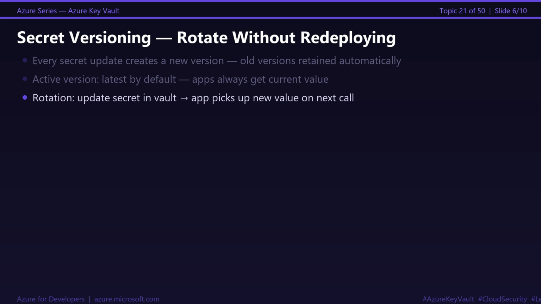And for teams who want to automate this entirely? Key Vault integrates with Azure Functions to trigger automatic rotation on a schedule. Set it and forget it.